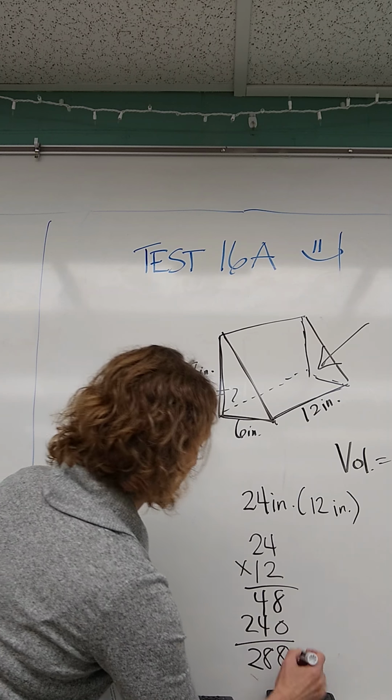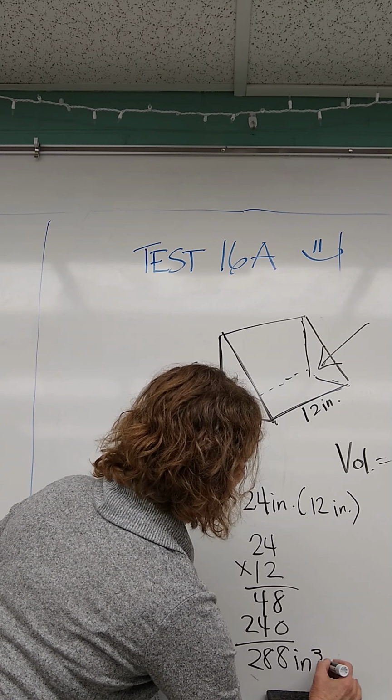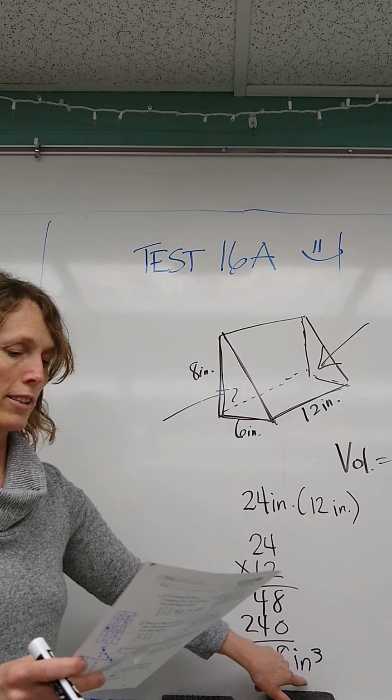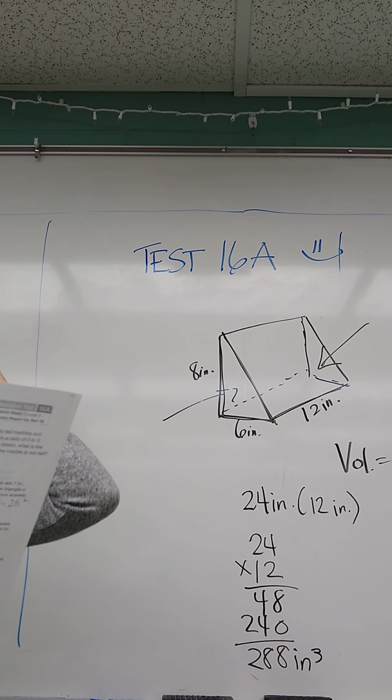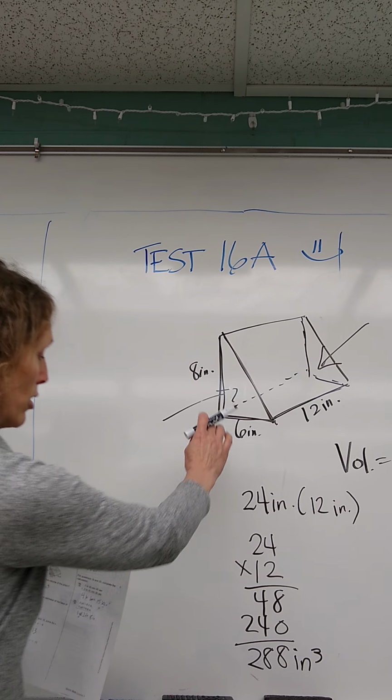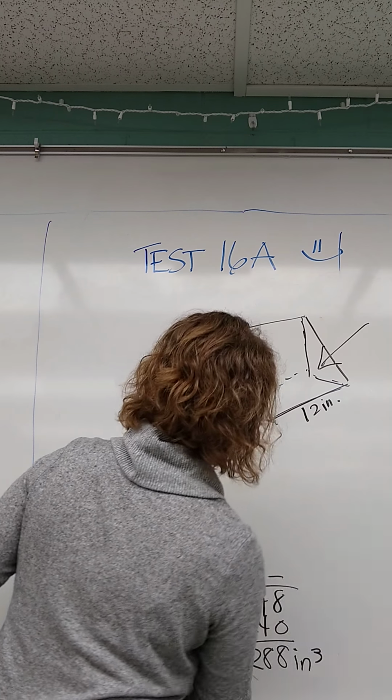We end up with 288. Volume is cubic inches. So 288 cubic inches. The next question uses this same shape, and they're asking for perimeter.